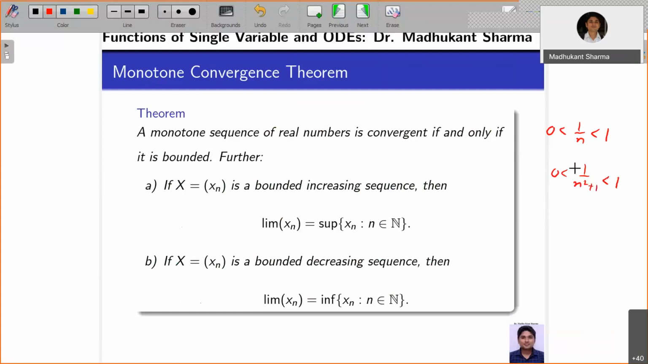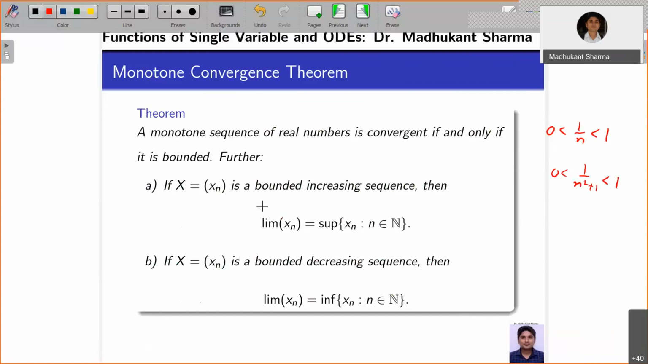Right? So these sequences have monotone behavior. This is a decreasing sequence, but it is bounded, so it does converge. If you want to answer why it converges, it is because of the monotonicity and boundedness of the sequence. But suppose somebody asks you where it converges, what will be the limit?